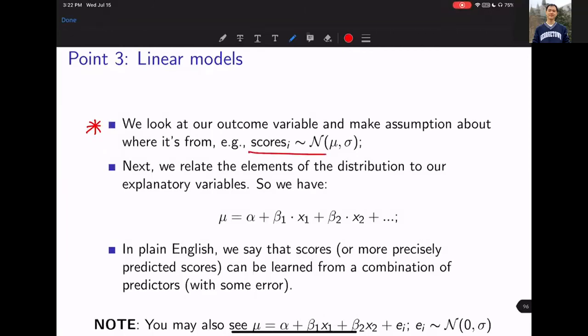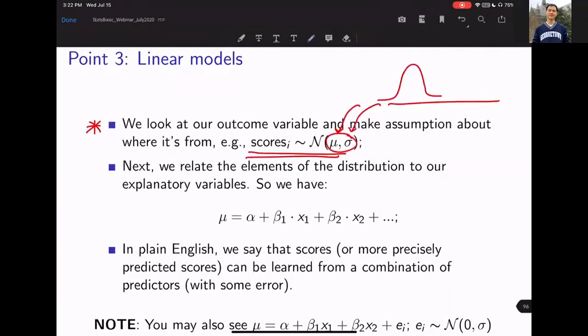I've used this again and again. Let's make this assumption that our scores are normally distributed. They come from a normal distribution. Now that we know they come from this distribution, there are two things we care about. Because if we know these two things, we can describe the look of the distribution. We can say, oh, the distribution looks like this, or the distribution looks like this.